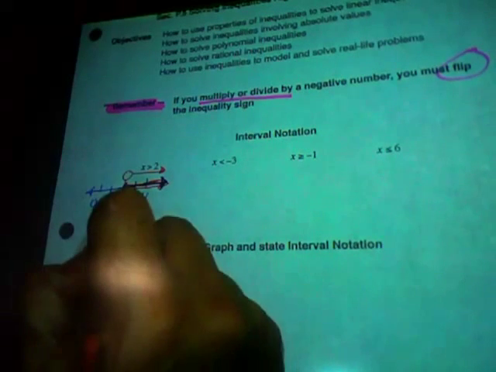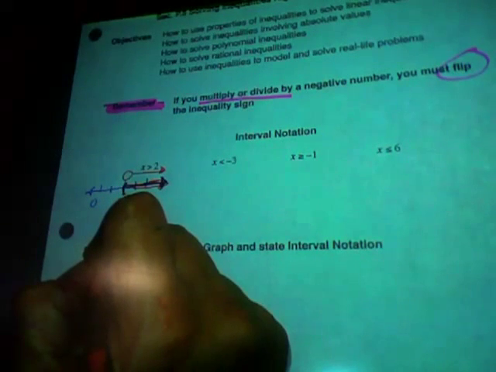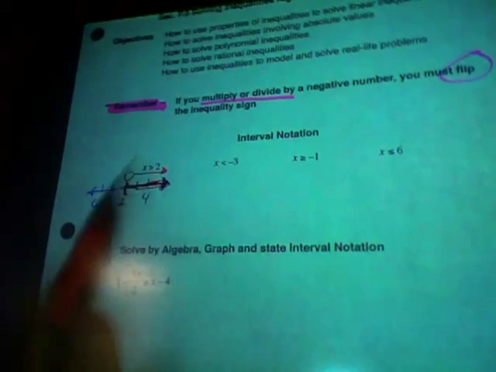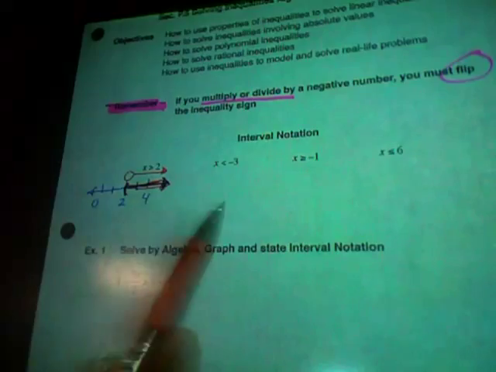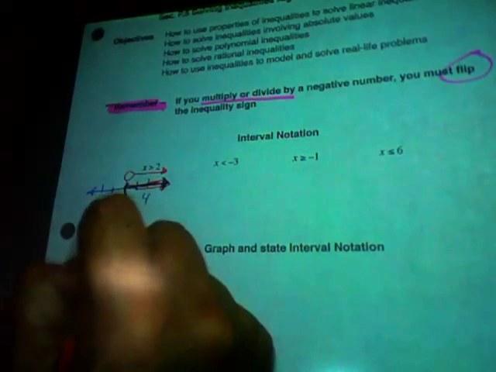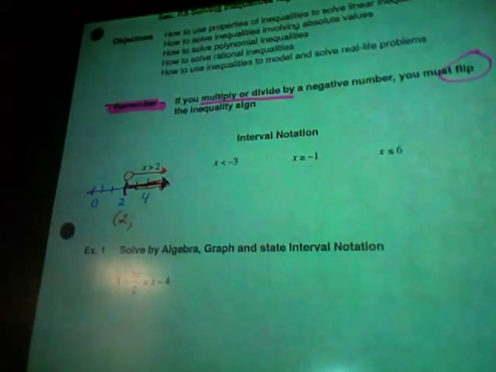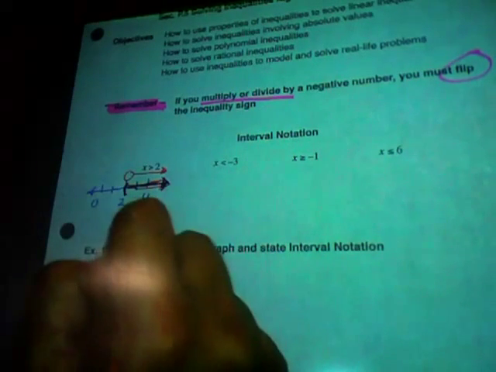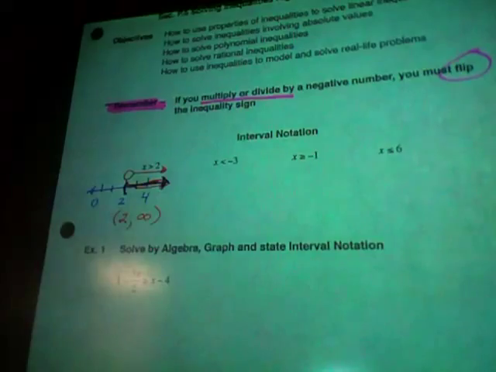So because 2 is not part of our answer set, and 2 comes before, what direction is this? Positive what? Numbers go that way for how long? Infinity. So it's positive infinity. So because 2 is not part of it, we put the parentheses. And then your positive infinity is to the right of 2. You cannot have positive infinity on the left side. And so there is your notation for that.